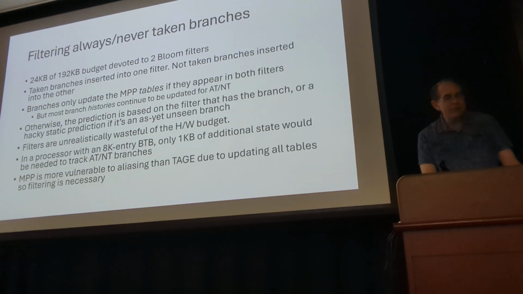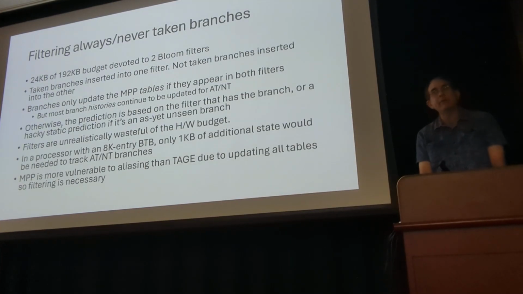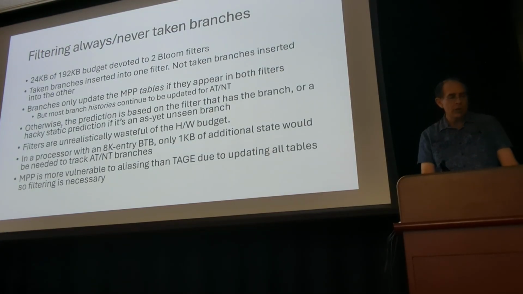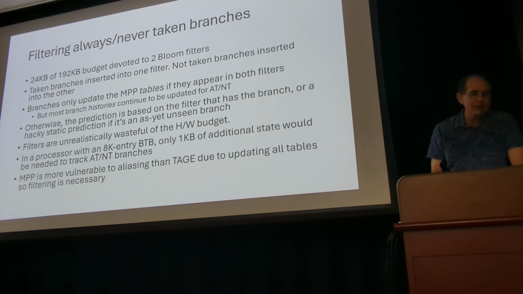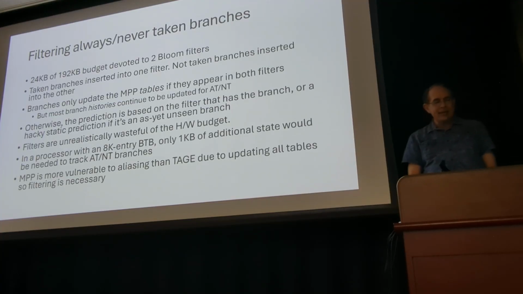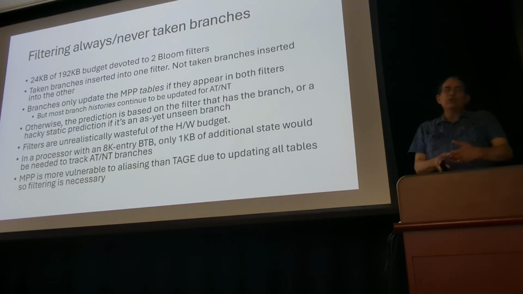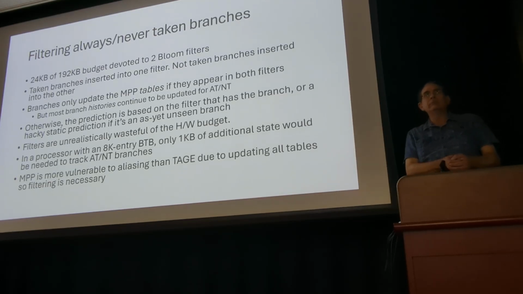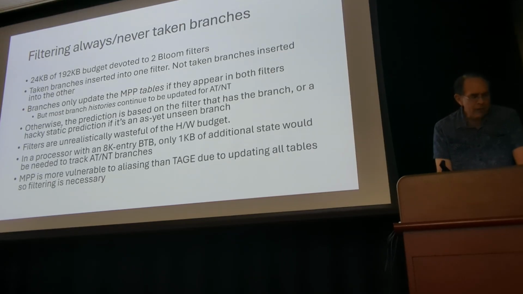Branches only update the MPP tables if they appear in both filters, but most branch histories continue to be updated even for always taken and never taken branches, because they provide a rich context that the branch predictor can use to pick up on correlations with path history. The prediction is based on the filter that has the branch, or a hacky static prediction if it's an as yet unseen branch. So we have a sort of static predictor that predicts the outcome of a branch on the very first access. The filters are unrealistically wasteful of the hardware budget.